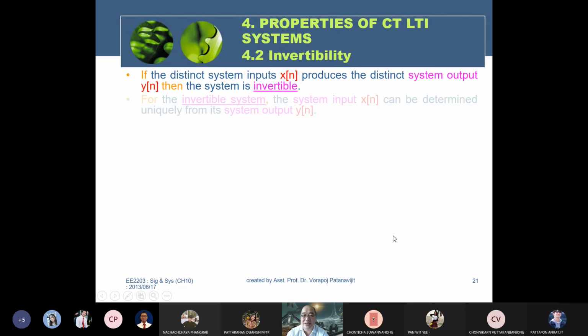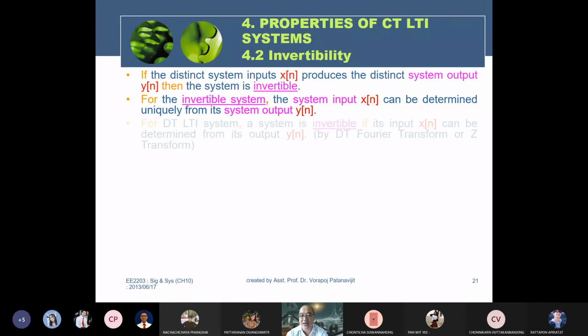Next one is invertibility. If distinct system inputs xn produce distinct system outputs yn, then the system is invertible. For the invertible system, the system input xn can be determined uniquely from the system output yn.